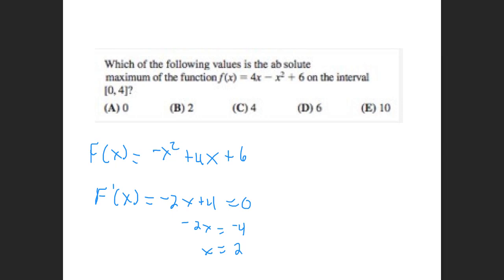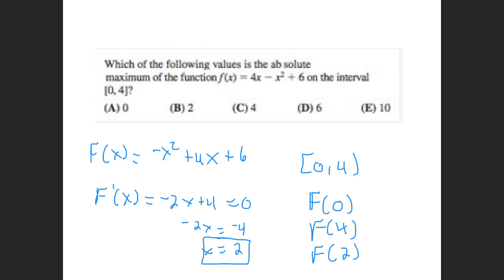So now it wants to know what the absolute maximum value is on the interval between 0 and 4. So what I need to check out now is f of 0, because that's an endpoint. I need to check out f of 4, that's an endpoint. And I need to check out f of 2, because this is set equal to 0, so I know it's either a max or min. So let's check this out.